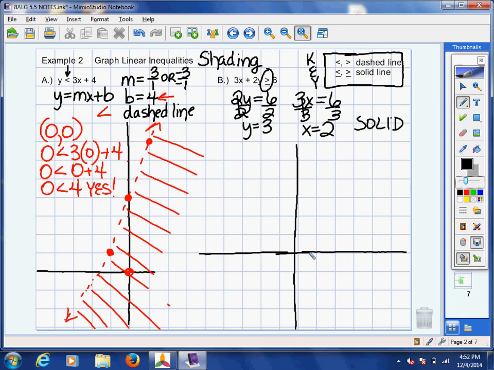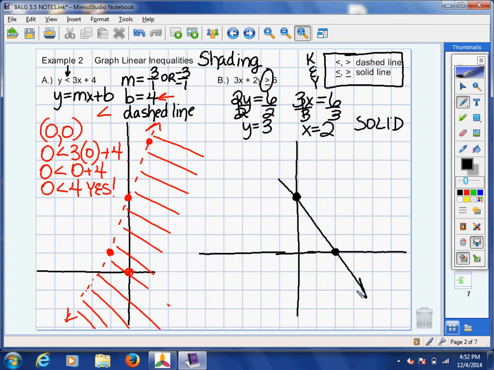Okay, I did not do a good job on that y-axis, so I'm going to redraw. I don't know why I'm having a hard time today. Okay, so let's find positive 3 on the y. There it is. Positive 2 on the x. Perfect. I need to draw a solid line because there's an equal to sign there.